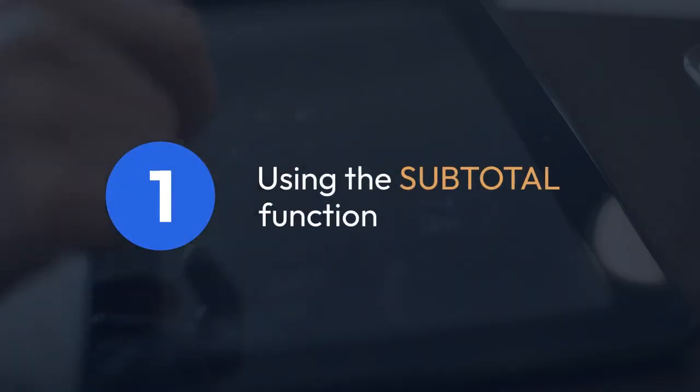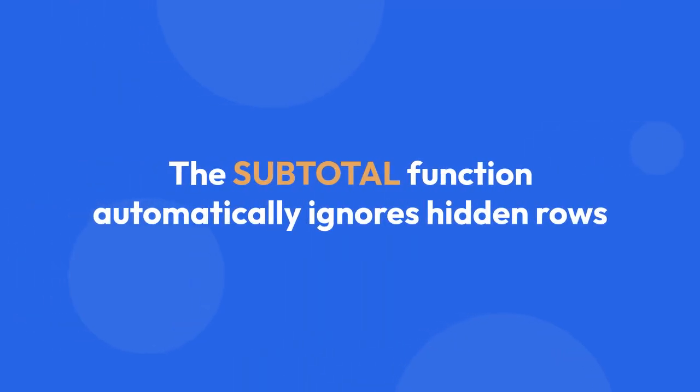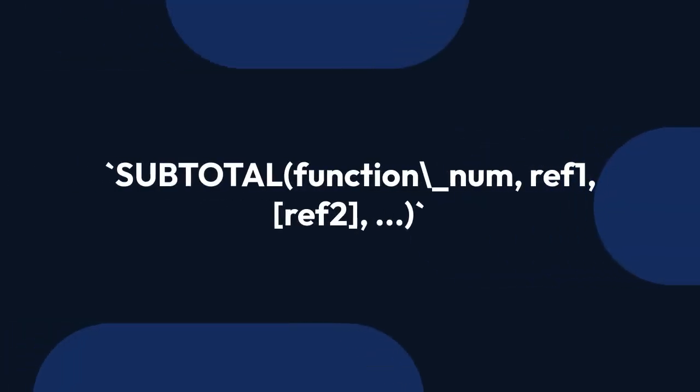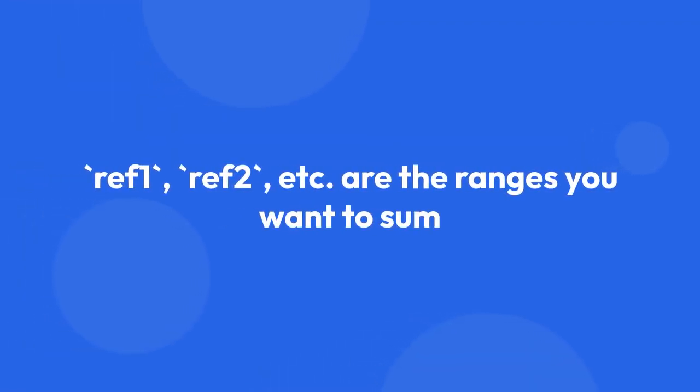Using the SUBTOTAL function. This is the most straightforward method for summing filtered data. The SUBTOTAL function automatically ignores hidden rows, which are the rows hidden by filtering. The syntax is SUBTOTAL(function_num, ref1, ref2, ...), where function_num is a number representing the function you want to use, e.g. 9 for sum, and ref1, ref2, etc. are the ranges you want to sum.